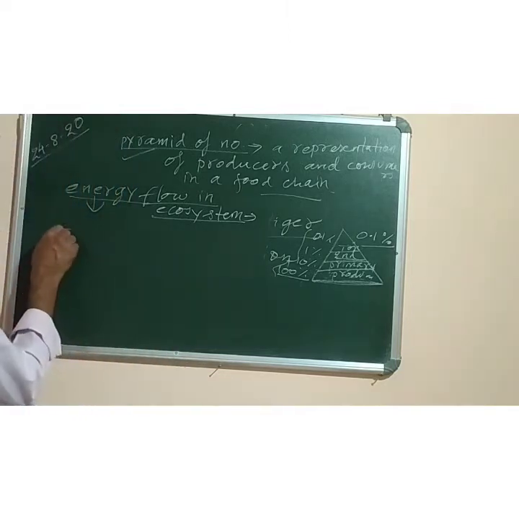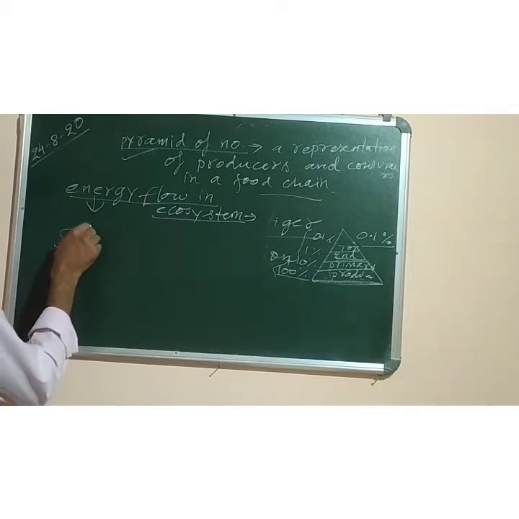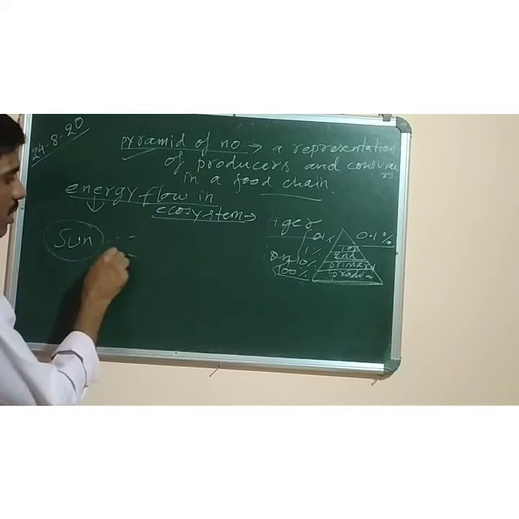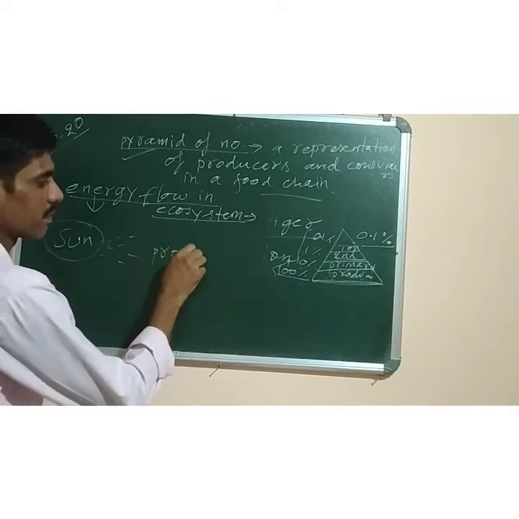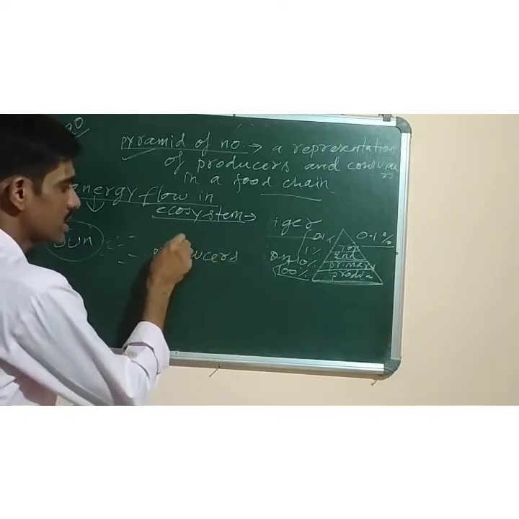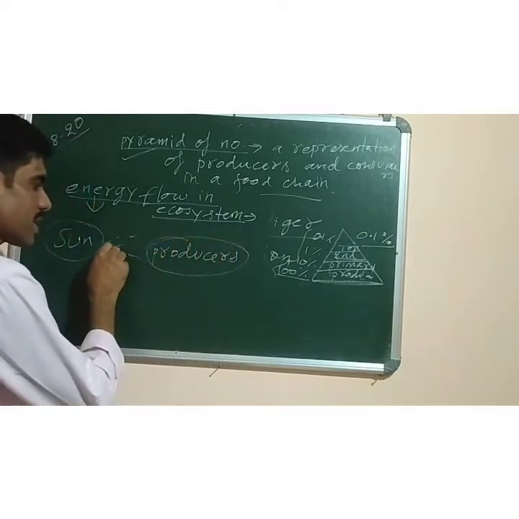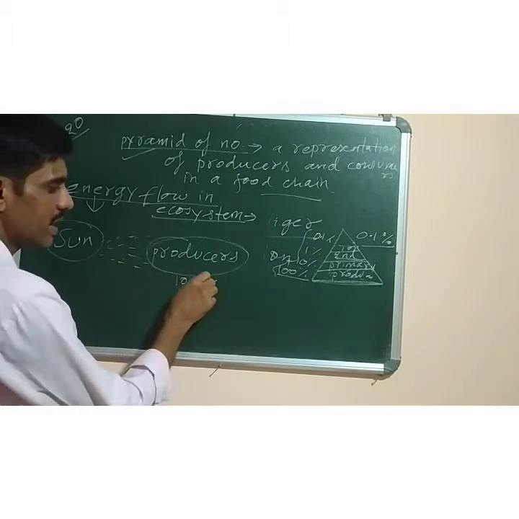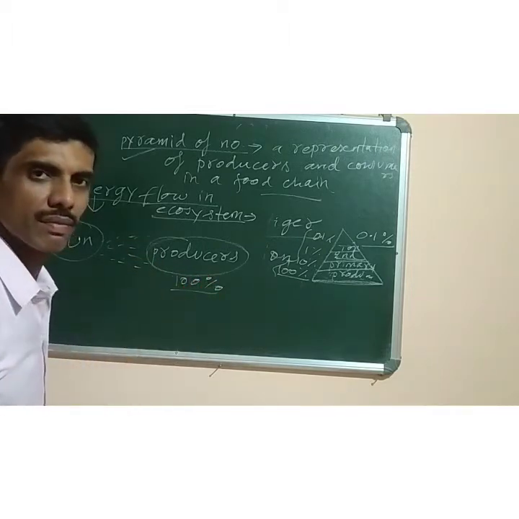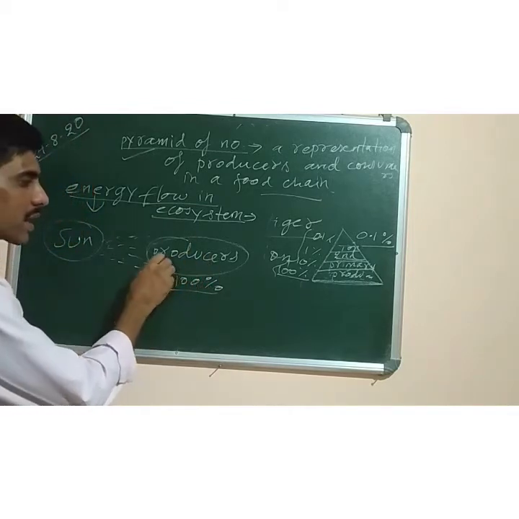So I will show you this diagram. Sunlight, or the sun, is the ultimate source of energy. From here the sunlight falls on the green plants, so they are the producers. Green plants are called the producers. They will take the 100% of sunlight which falls on the producers, 100% of energy is transferred to them, because the entire sunlight falls on the green plants.